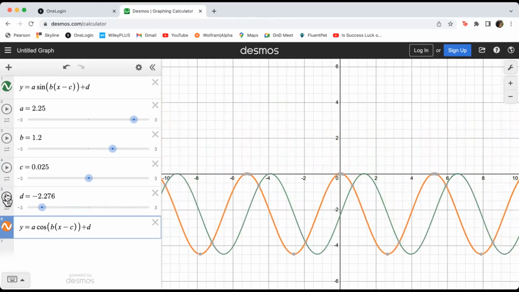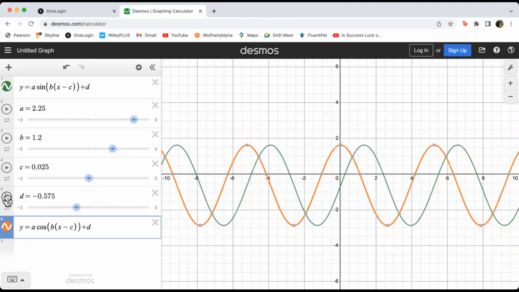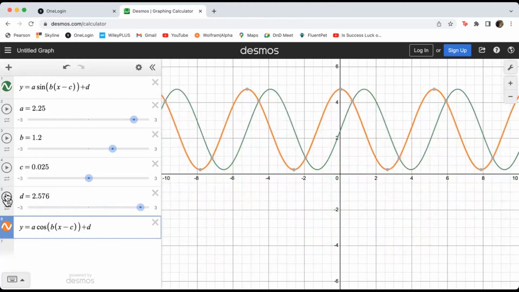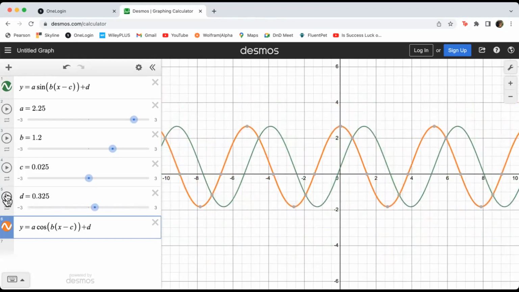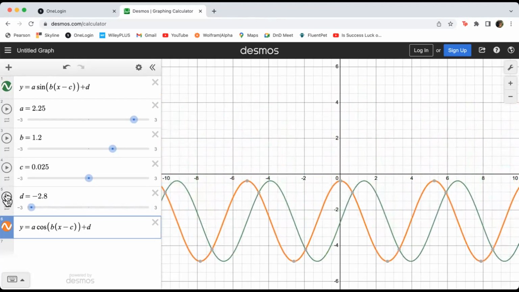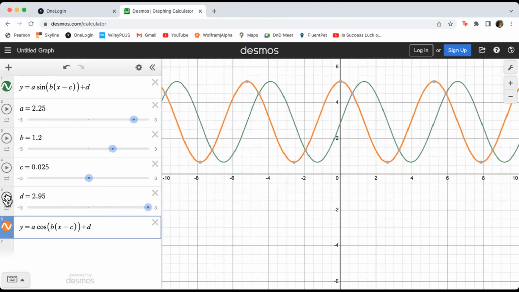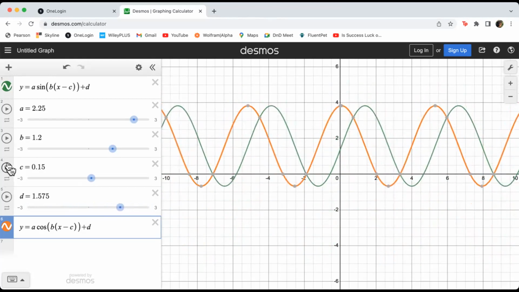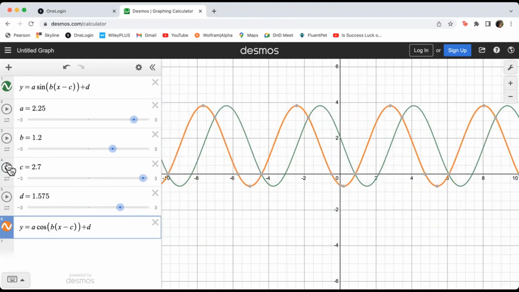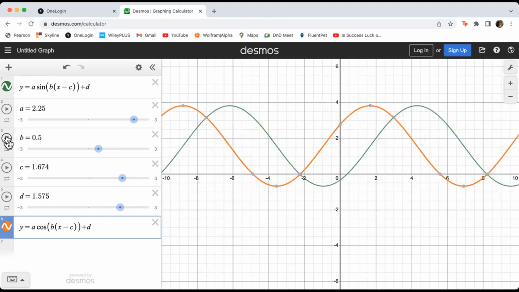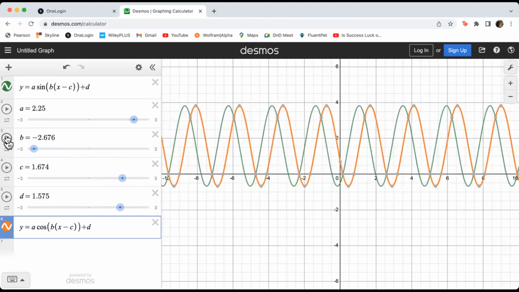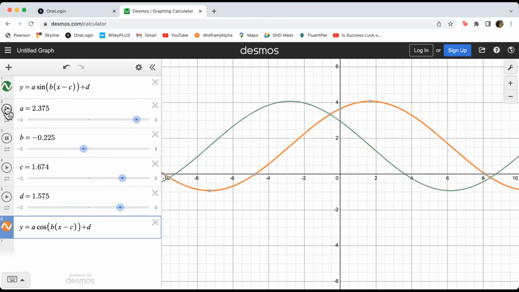The amplitude is not changing. The mid, top, and the bottom, those points are all moving up and down, but the distance between them is not changing. So it looks like D controls some kind of vertical shifting. C controls some horizontal shifting. B is controlling the period. And A is controlling the amplitude.